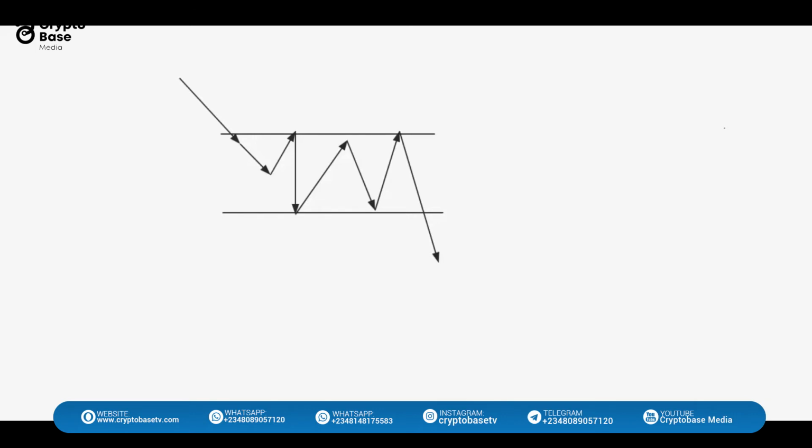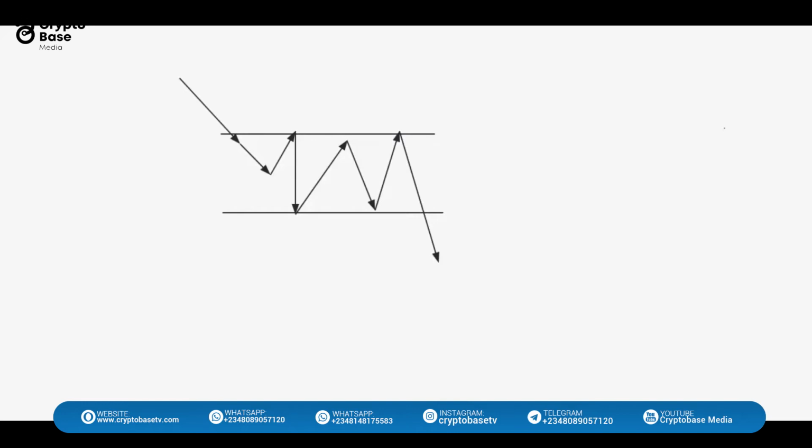Most people call this distribution. The former one, I called accumulation earlier. Now, most people call something like this distribution. And these are just how price behaves that can make you predict the next move of the price. If I see a candlestick closing below this line, and then I see the price this way, I know that this trend is going to continue downwards, and then I place my shorts. That is how to spot opportunities with price action, guys.